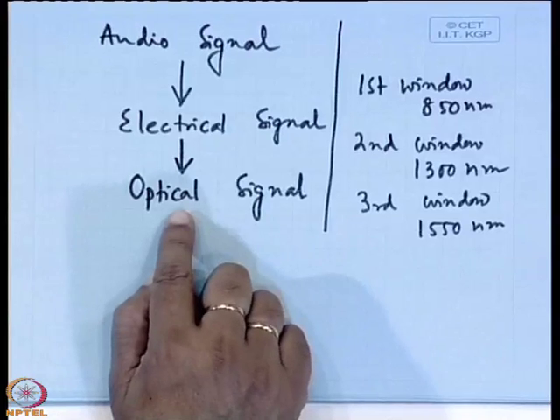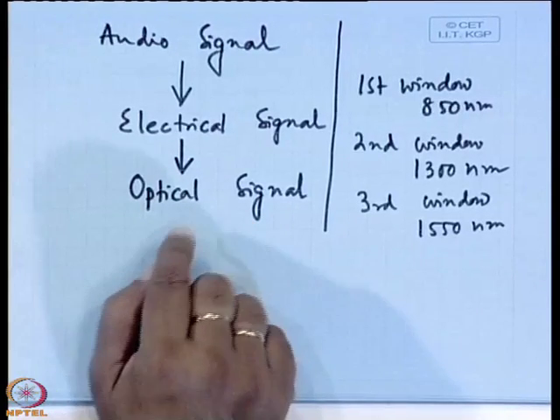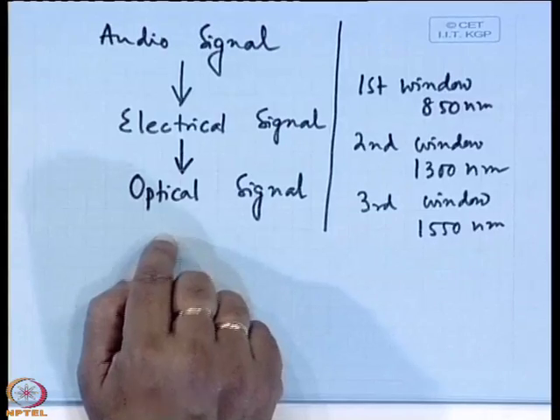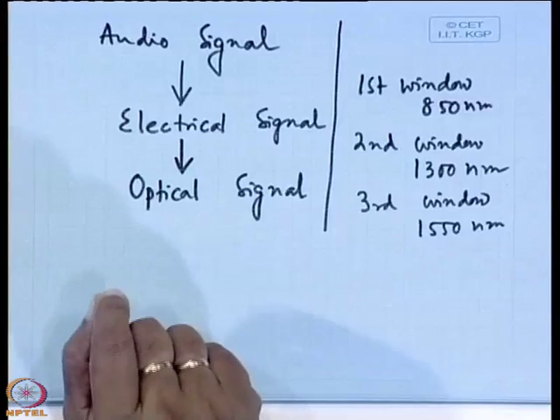I have talked about the optical signal. Now, where is this optical signal coming out from? It is coming out from the light emitting diode or the laser. Do you know the full form of laser? It is light amplification by stimulated emission of radiation, right. So, this optical signal is coming from the light emitting diode or laser.